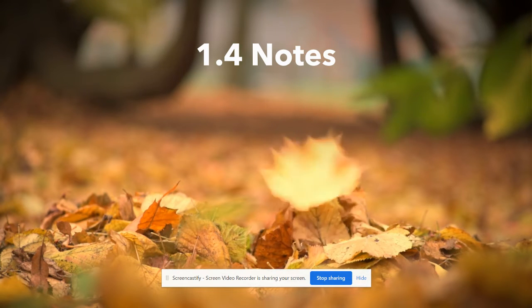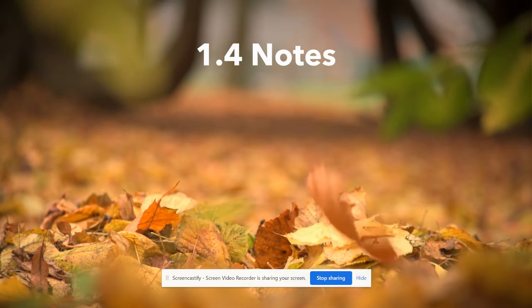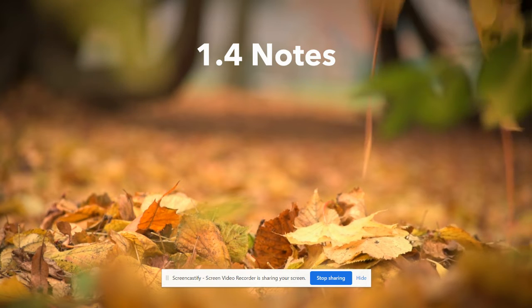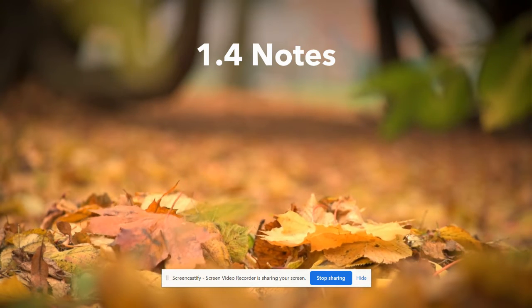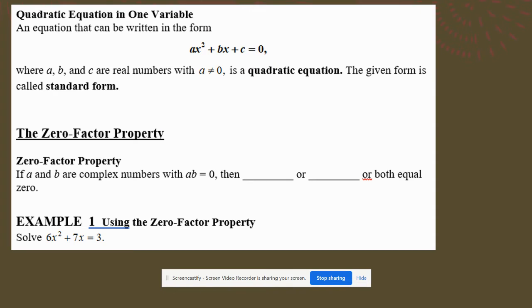Welcome back, everybody. We're going to work on section 1.4, which is all about solving quadratic equations. Remember, a quadratic equation is ax squared plus bx plus c, where they're all real numbers and a cannot be 0.